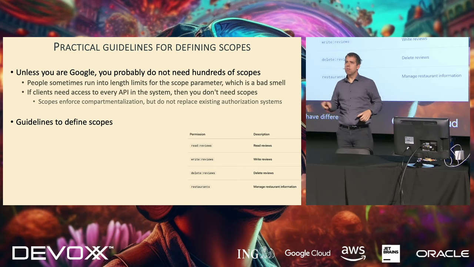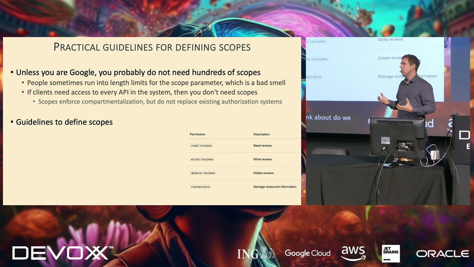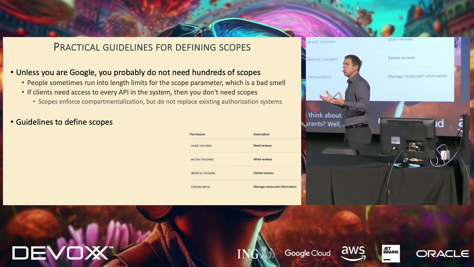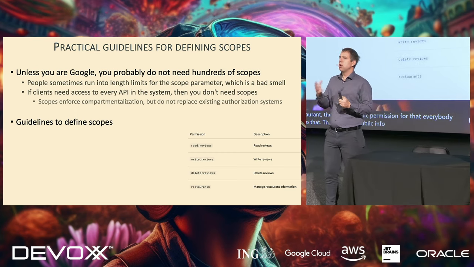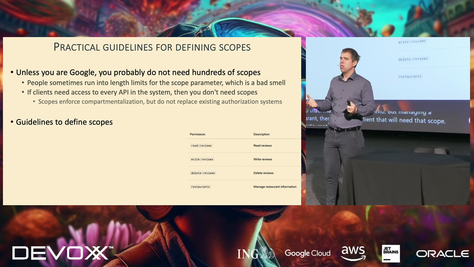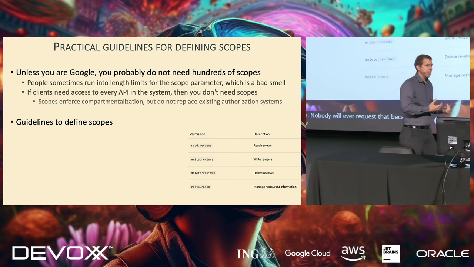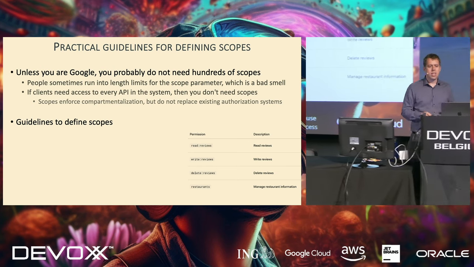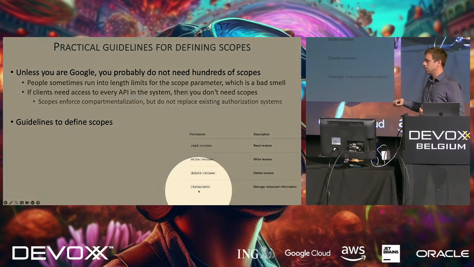And then for each of these, we'll think about whether we need more fine-grained scopes. For restaurants, reading a restaurant has no specific permission. Everybody can do that. That's public info. But managing a restaurant, there's only one client that will need that scope, the restaurant manager application. Nobody else will ever request that because we don't allow anybody else to get that level of access to restaurants. So there, it wouldn't make much sense, so we just kept the restaurant scope as it is.